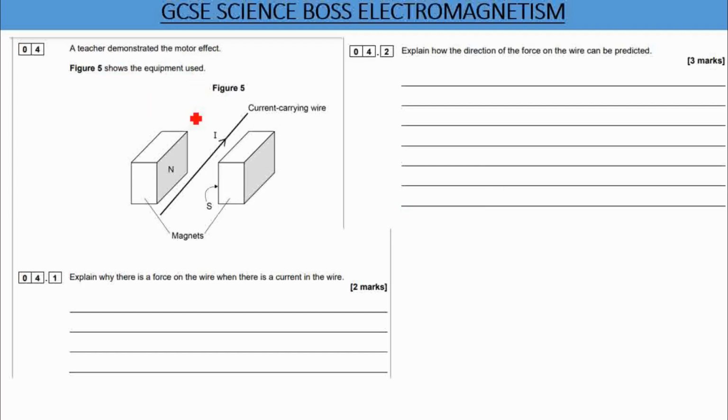So a teacher demonstrated the motor effect. So now you have a current carrying conductor inside two permanent magnets. Explain why there's a force on the wire when there is a current. So when there's a current, there is a magnetic field around the wire. Okay? And then that magnetic field is going to interact with the permanent magnet.